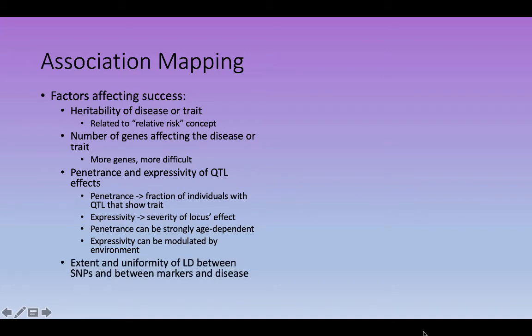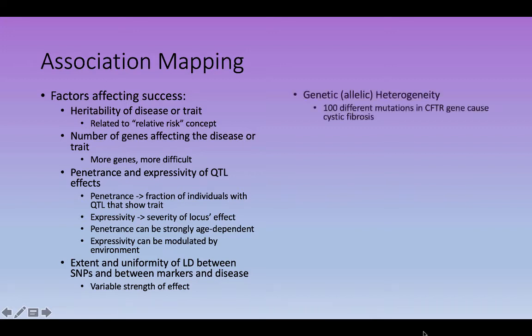The extent and uniformity of linkage disequilibrium between the SNP marker and the disease is also really important. Variation or limited influence between that SNP, if it's a tag SNP and not the actual causal variant, can affect how successful we are in identifying these things. And one of the things that can really affect this is when these SNPs have variable strength of effects.